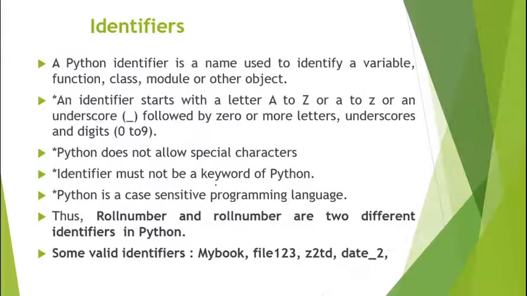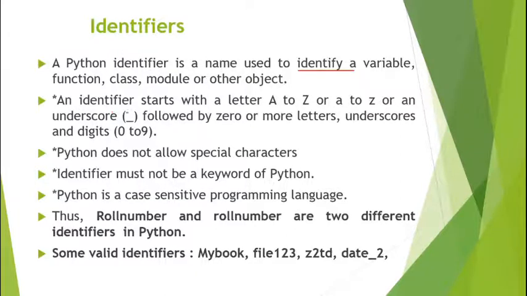Now come to identifiers. Identifiers are the names given to different parts of the program. In Python, an identifier is a name used to identify a variable, function, class, module, or object. Identifier means we have to give names, and those names are known as identifiers. But we cannot give any type of name. There are some rules, some precautions we have to follow before giving any identifier.